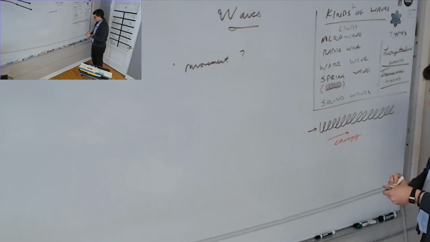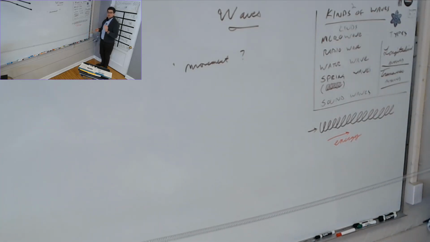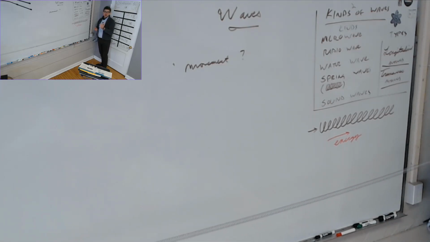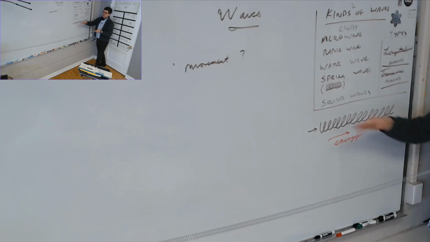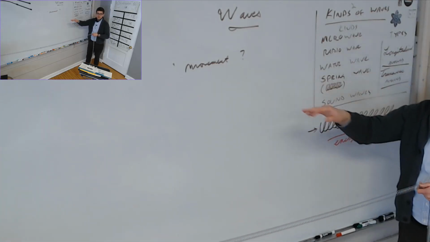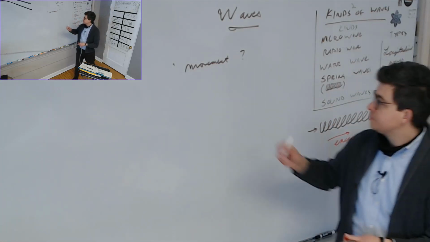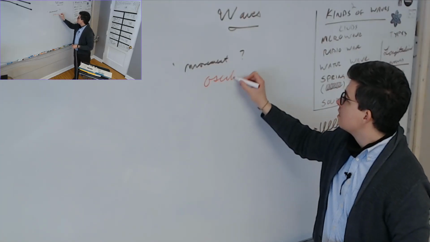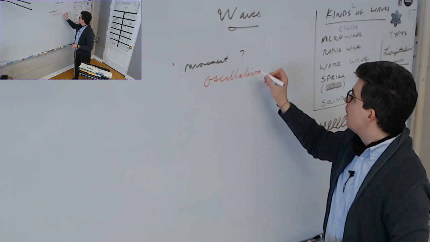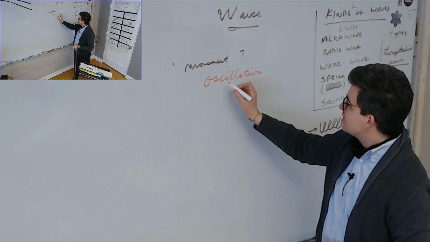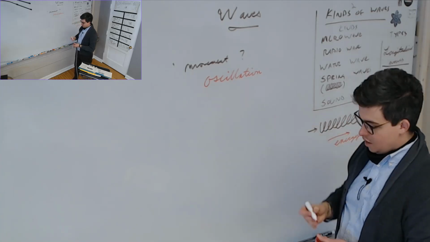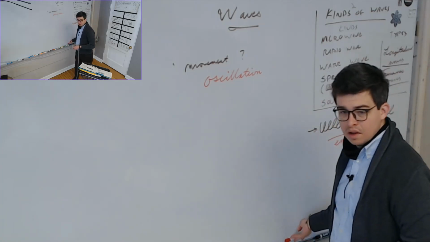Let me phrase it this way. Would Peyton know, even if her eyes were closed, that energy is coming towards her? Yeah, because she could feel it. She can feel the movement. We use this word movement. She can feel the oscillation. Oscillation. O-S-C-I-L-L-A-T-I-O-N. Oscillation.